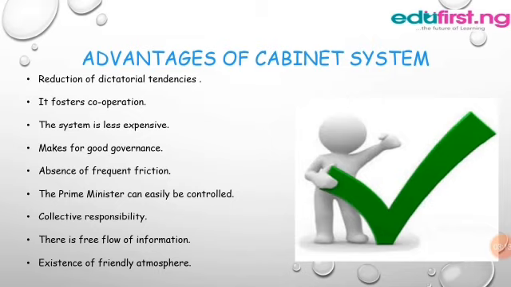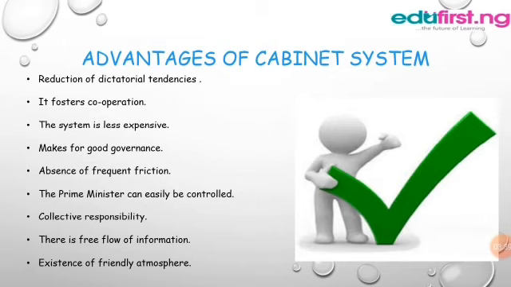Let us quickly look at the advantages of a cabinet system. Reduction of dictatorial tendencies. One of the advantages of the cabinet system of government is that the fear that the executive arm of government can be dismissed by the legislature through a vote of no confidence reduces dictatorial propensities of the executive. It fosters cooperation. Cabinet system of government fosters cooperation between the executive and the legislative arm of government as a result of their fusion.